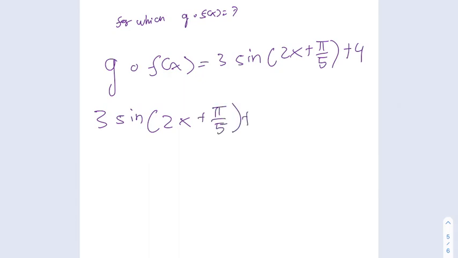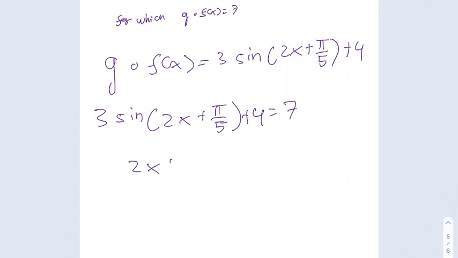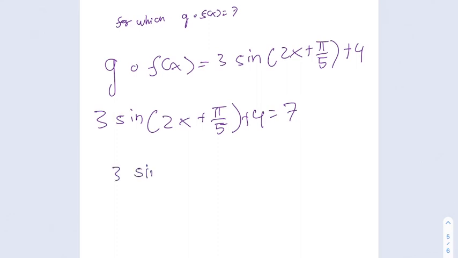So from this, we know that 2x plus pi over... I'm not going to skip over any steps here. 3 sine of (2x plus pi over 5) is going to be 3.